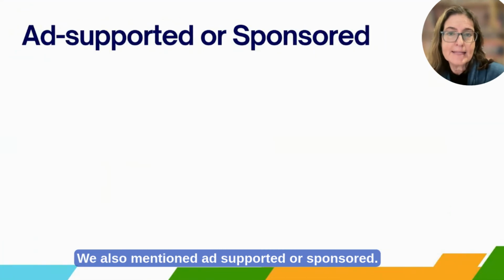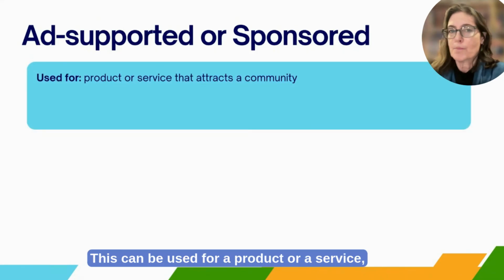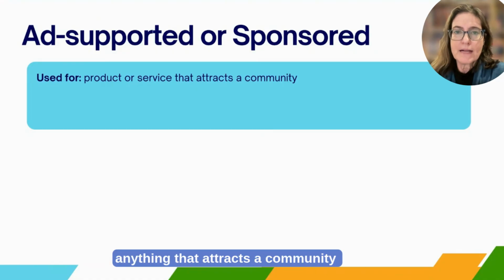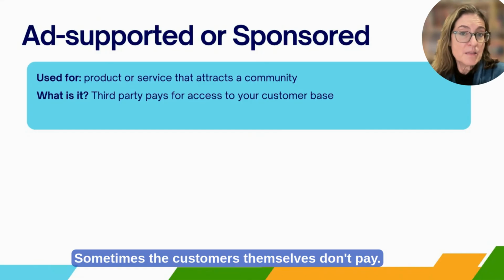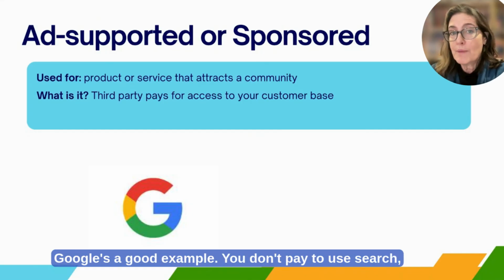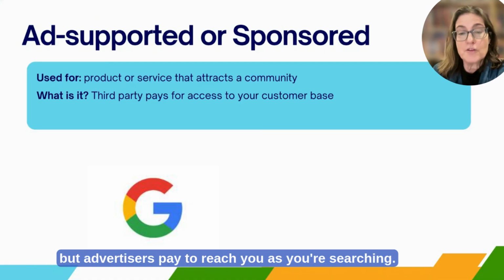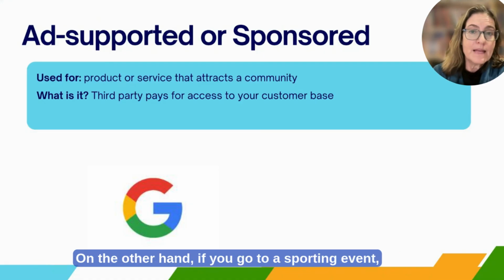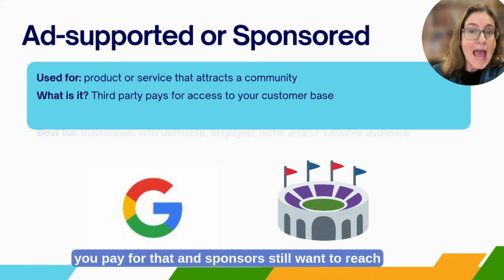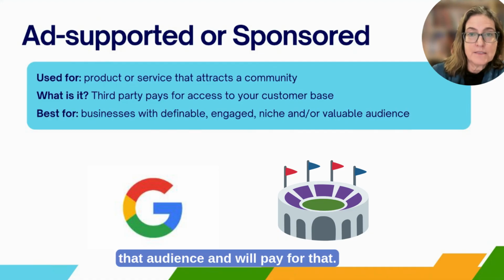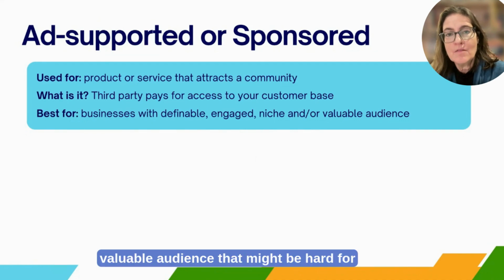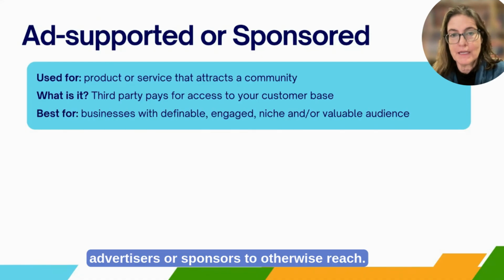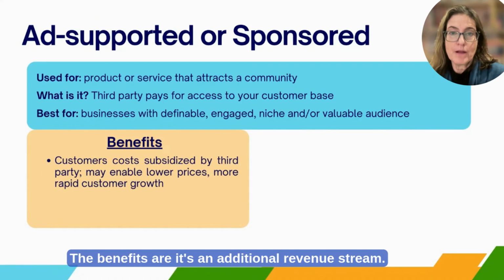We also mentioned ad supported or sponsored. This can be used for a product or a service, anything that attracts a community that others want to reach. Sometimes the customer themselves doesn't pay. Google's a good example. You don't pay to use search, but advertisers pay to reach you as you're searching. On the other hand, if you go to a sporting event, you pay for that, and sponsors still want to reach that audience and will pay for that. So these are best for any business that has a definable, valuable audience that might be hard for advertisers or sponsors to otherwise reach. The benefits are it's an additional revenue stream.